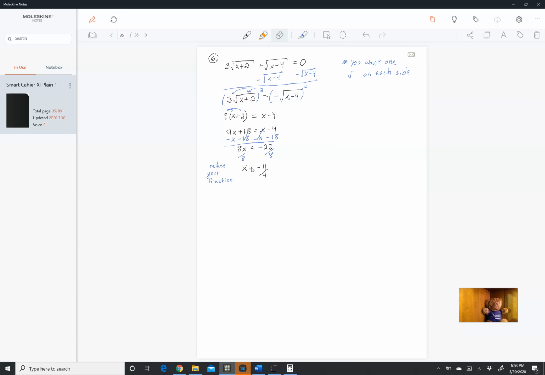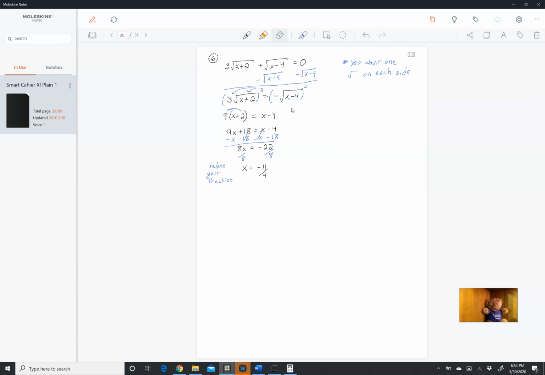Hopefully you came up with the answer that yes, we're likely to have an extraneous solution. It's not definite, but it certainly is likely. And the reason why we would say it's likely is that up here, we're squaring a negative number. And when we square a negative number, that makes it more likely that we're going to get something extraneous.